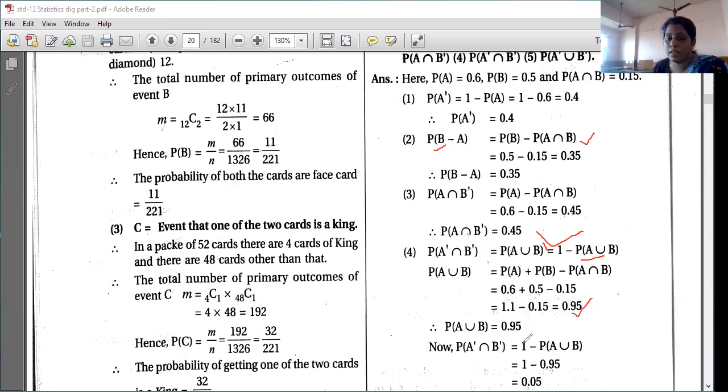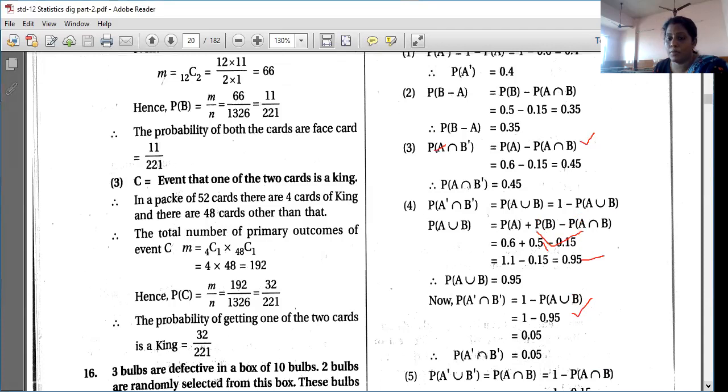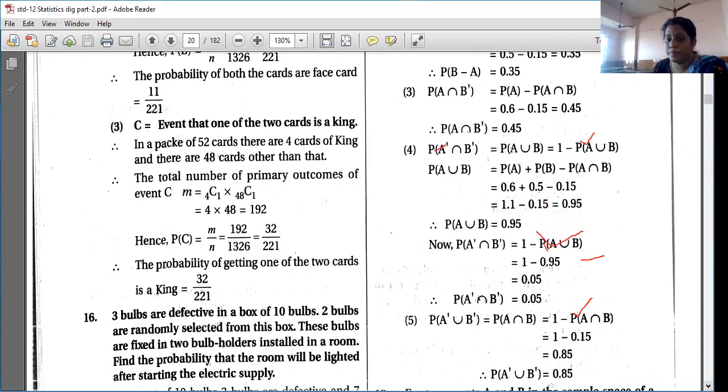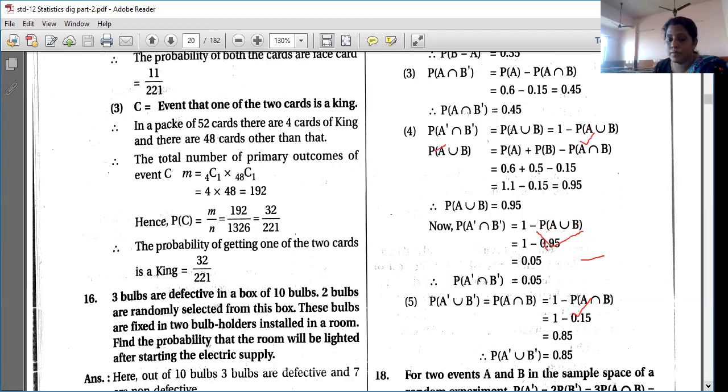Now you have to put in that formula, that is A dash intersection B dash equal to P of A union B the whole dash, that is equal to 1 minus P of A union B, that is 1 minus 0.95. Okay, so here the thing is that by doing this sum, your formula will be learned by you. So always practice these types of sums more.